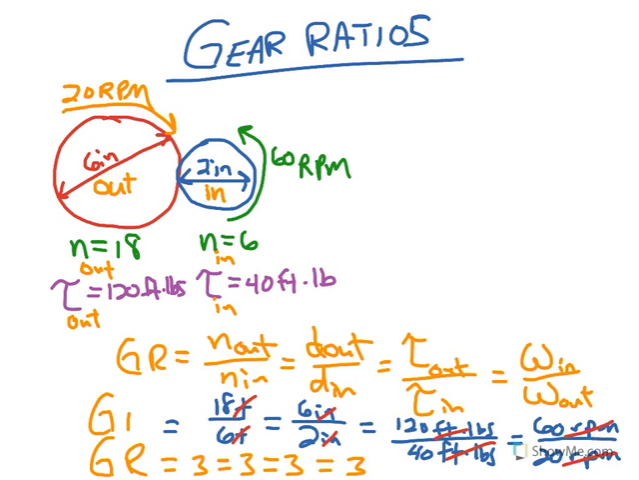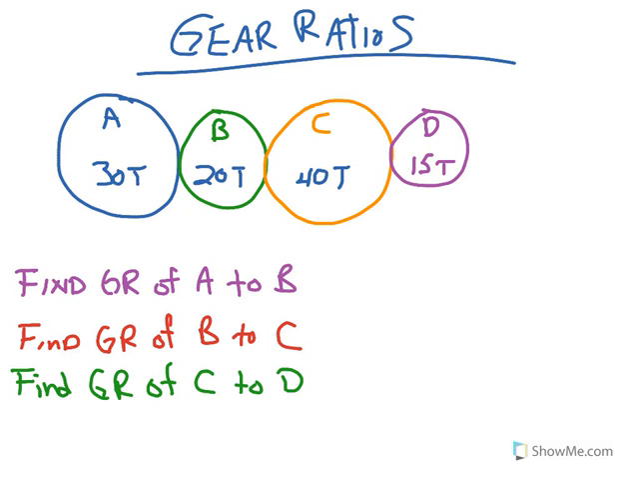It will always be, assuming that there's no friction, and there's always friction, but we're just doing theoretical calculations, that these four things will be identical. In this case, the gear ratio is 3 to 1.